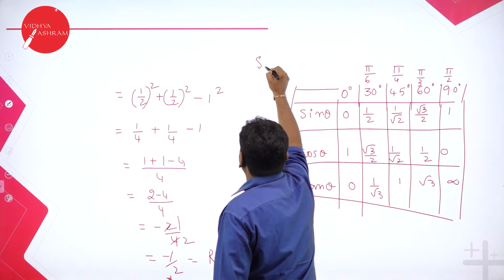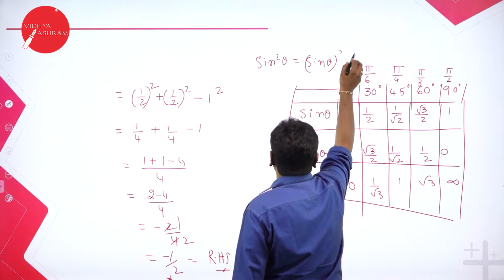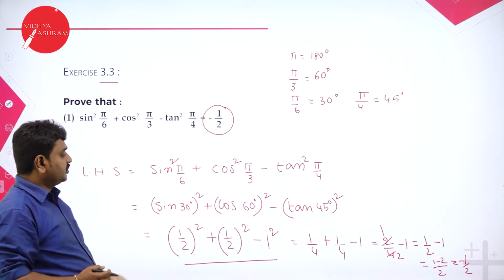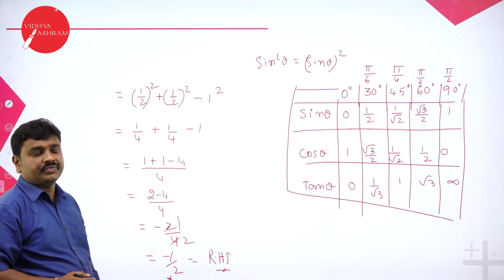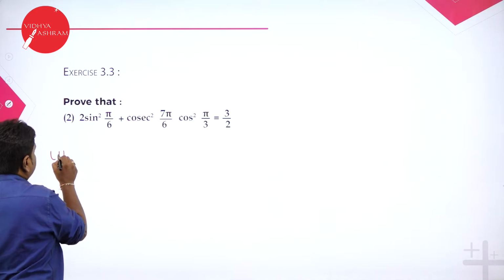And one basic point: sin square theta is also the same as sin theta the whole square, and tan square theta is tan theta the whole square. Take LHS, arrive at RHS. Next.